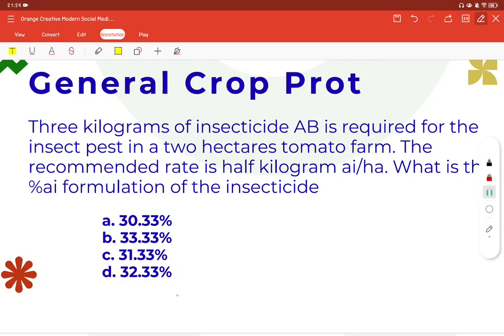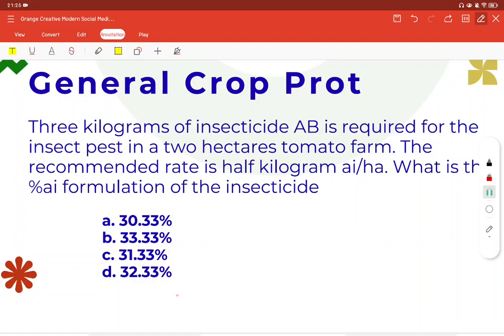Okay, welcome back again. So we'll again have this pesticide calculation problem. The question is: 3 kilograms of insecticide AB is required for the insect pest in a 2 hectares tomato farm. The recommended rate is half kilogram AI. What is the AI or the percent AI formulation of the insecticide?